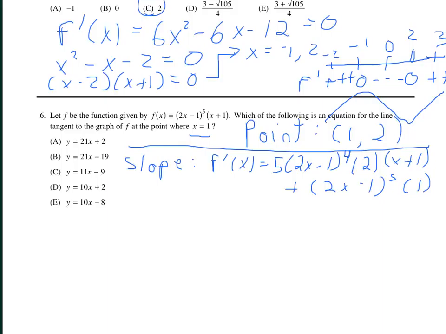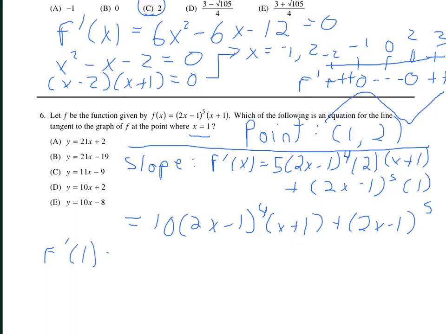So that can simplify down to 10 times 2x minus 1 to the 4th times x plus 1 plus 2x minus 1 to the 5th. And so then f prime of 1 is going to be 10 times 1 to the 4th times 2 plus 1 to the 5th, which is 21.